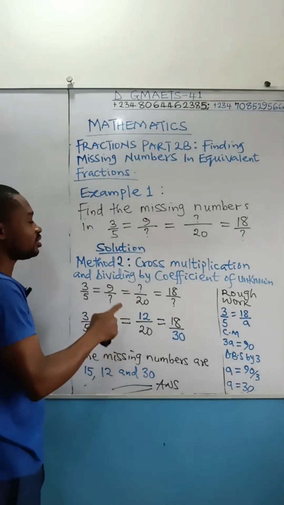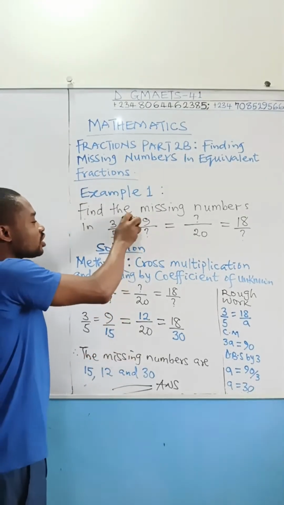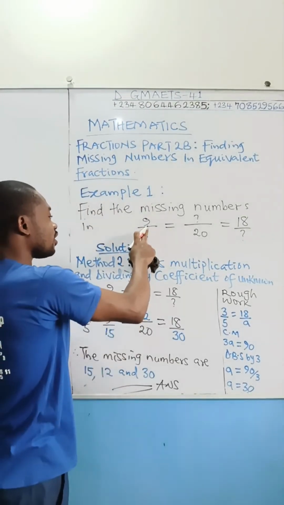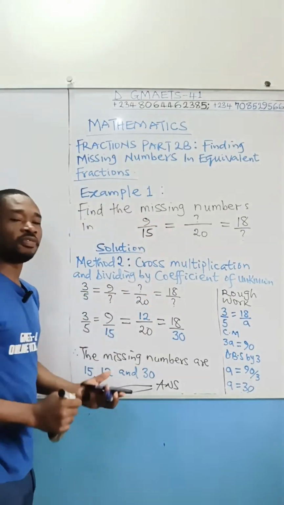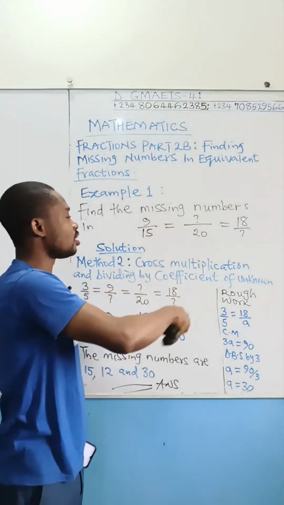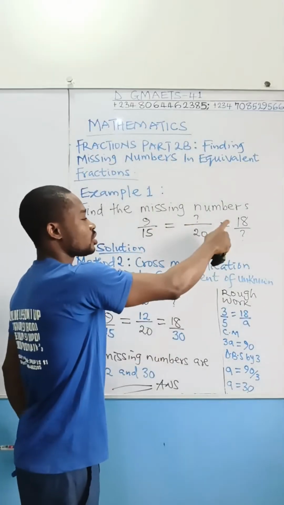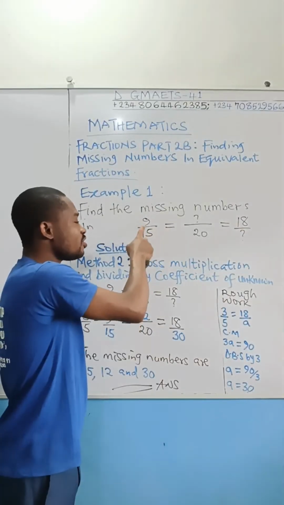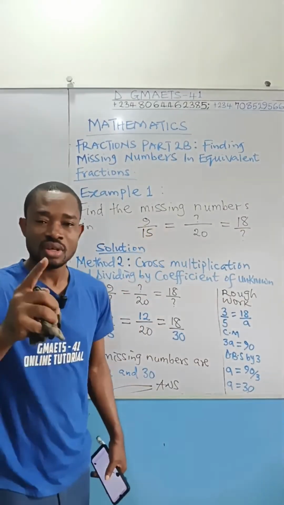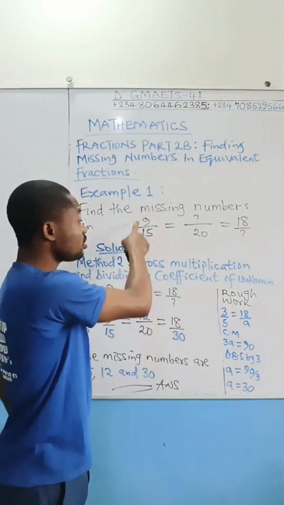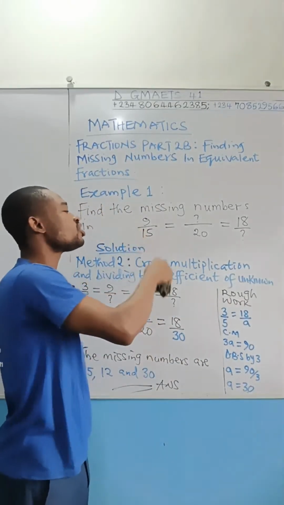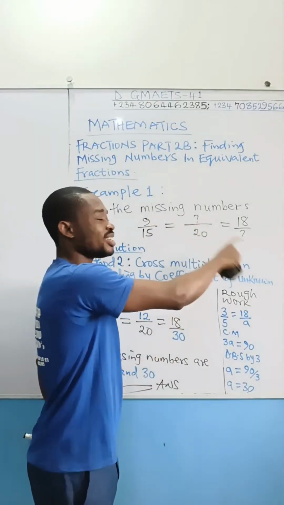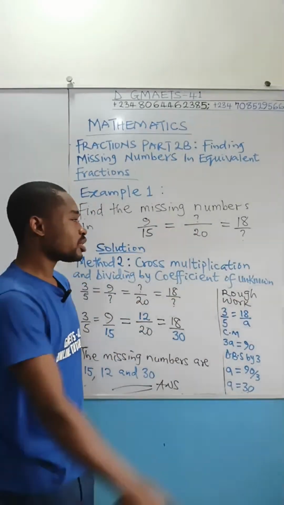But just imagine that 3 over 5 was not given. Let us assume that the question started with 9 over 15. Find the missing number: 9 over 15 equal to question mark over 20 equal to 18 over question mark. You see this problem? Because 9 over 15 is not in its lowest form, you can still reduce it, you cannot use method 1 to get this answer straight.